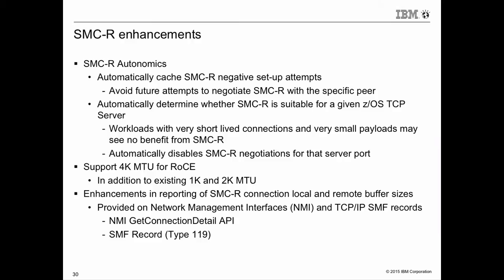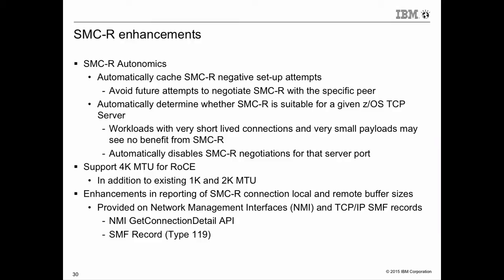So the idea here is that in that scenario, let's recognize that we have frequent failures, and let's cache that information so that for future TCP connections, we're not going to go over this overhead. And we'll cache these results for a certain amount of time, and then at some point in the future, time those out, so that if you've corrected the configuration issue, SMC-R can get re-enabled automatically.